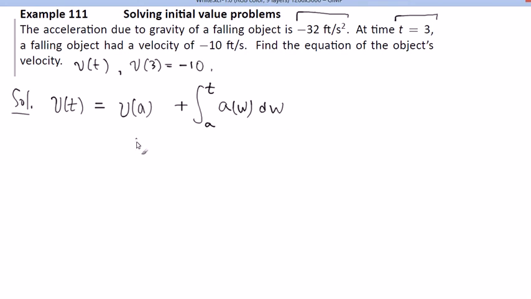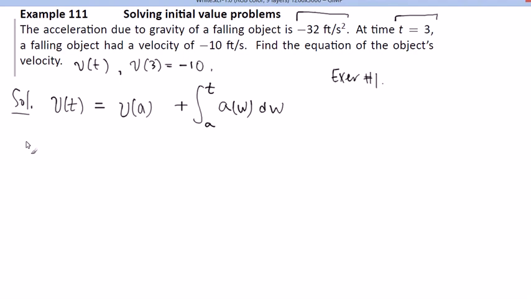Especially, what is a here? What's a? a is not 10. a is 3. Time is 3. That's what we know. So if we know v(3), you can just stick in 3 there. We know the formula of a, so the right-hand side is completely computed, right? So you don't have to solve for C anything. You just compute the right-hand side, and that is the velocity. Right? So that's your exercise 1.